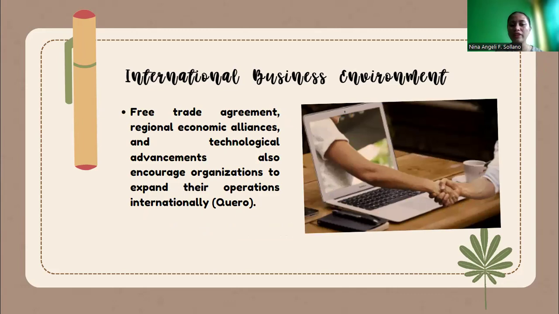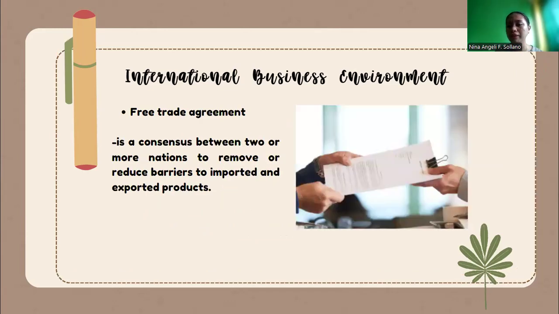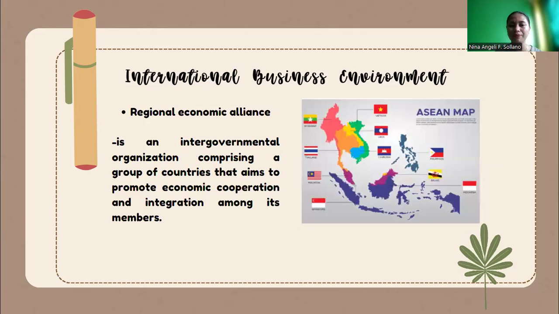So we also have free trade agreements for this one because of the technological advancement. The gadgets we have right now are coming from globalization. A free trade agreement is a consensus between two or more nations to remove or reduce the barriers on imported and exported products. So everything went well because of the free trade agreement.